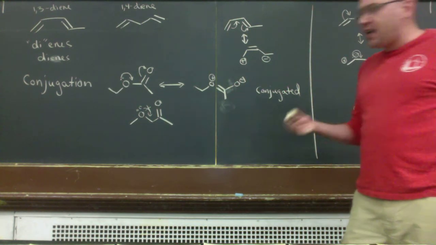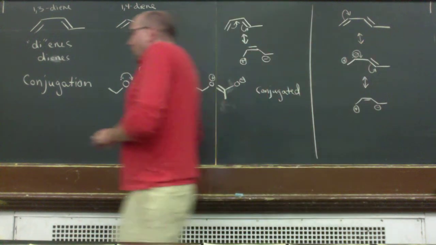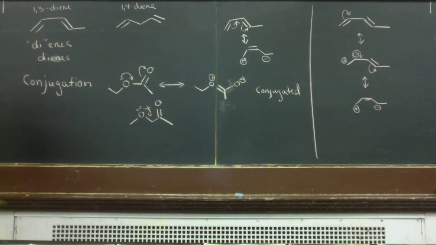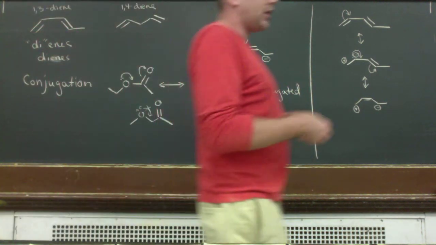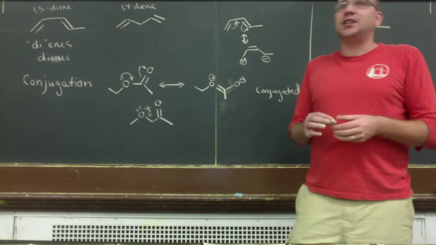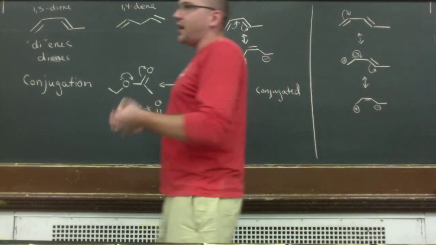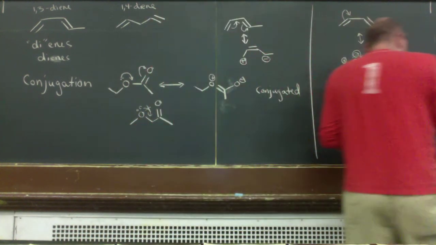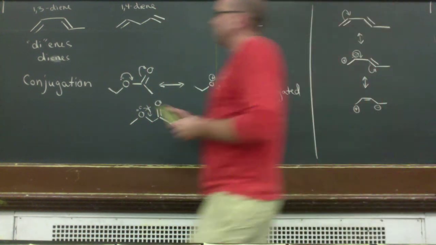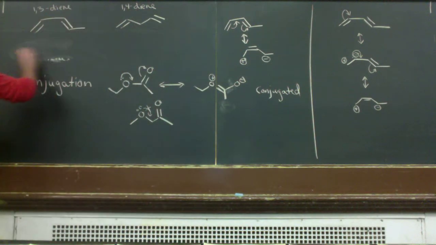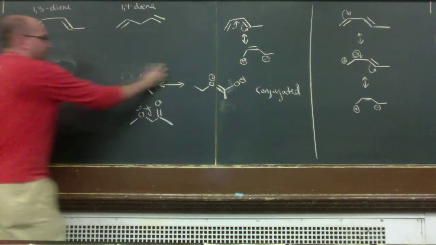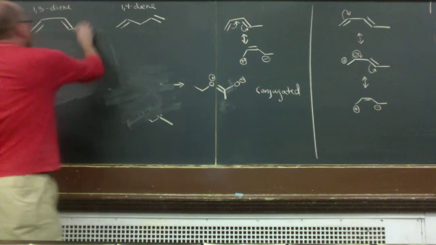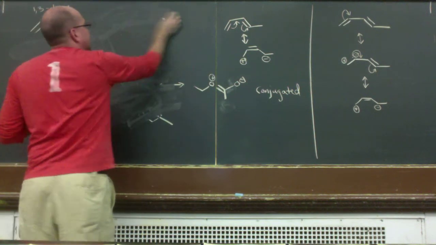And so in this diene chapter, we're going to discuss a little bit about chemistry that involves conjugated dienes, and then we'll talk about a class of reactions later on that involves chemistry that doesn't have conjugated dienes, but instead has unconjugated dienes. Okay? We'll start with 1,3 dienes.